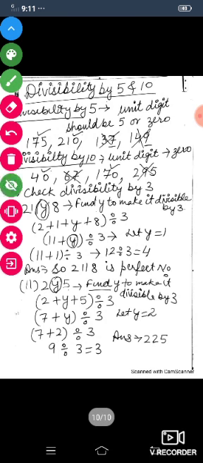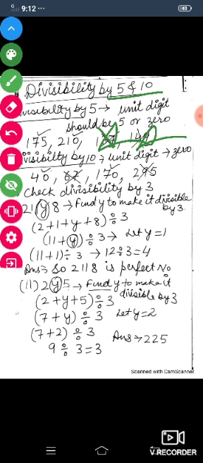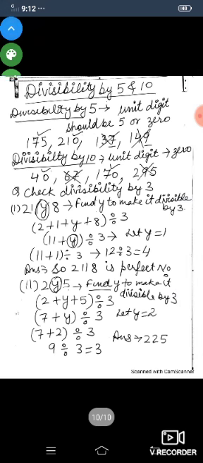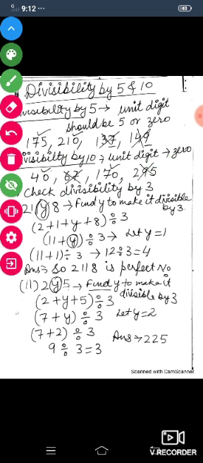Again, divisibility by 5 and 10. If the unit digit is either 5 or 0, then the number is divisible by 5. 175 and 210 are divisible by 5, but 137 and 149 are not divisible by 5 because the unit digit is 7 and 9, which is not divisible by 5. Then divisibility by 10, the unit digit should be 0, as 40 and 170 are divisible by 10, but 67 and 295 are not divisible by 10 since their unit digit is not 0.